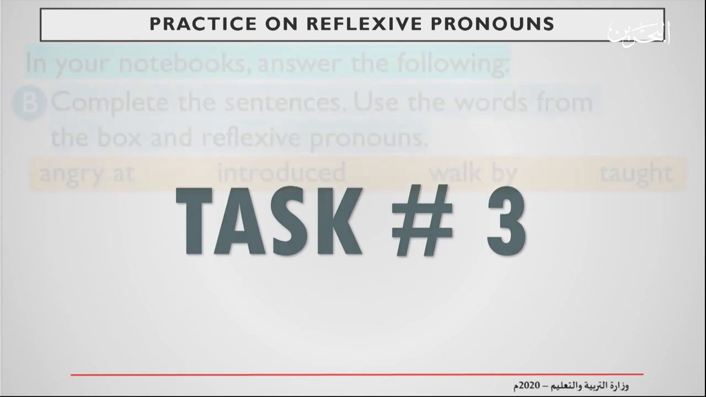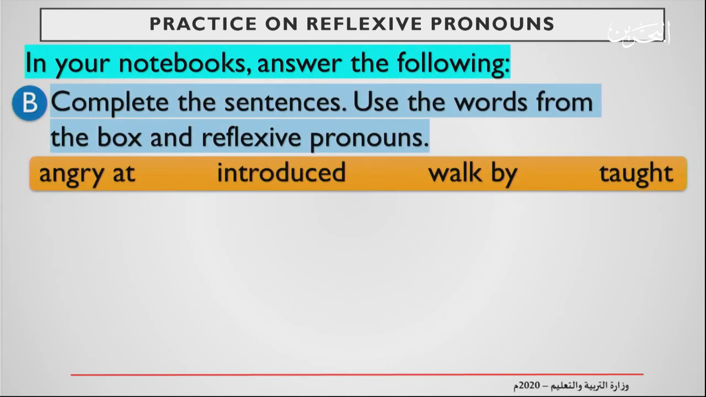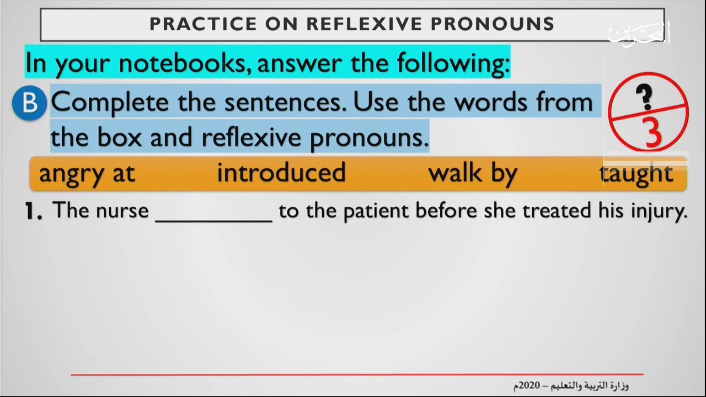Task number 3. In your notebooks, answer the following. B. Complete the sentences. Use the words from the box, this box, and reflexive pronouns. You have a mark of 3. The first one. The nurse blank to the patient before she treated his injury. You have to use one of them. And let me show you. You say, introduce herself. The nurse introduced herself.